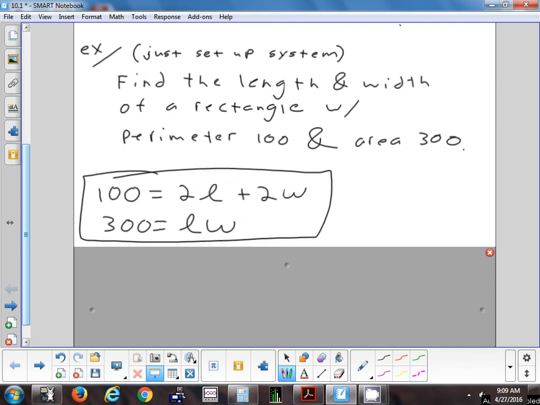So that's going to be our system we come back and solve in a few minutes. Notice two equations, two letters. We have an L and a W. Any question on setting up that system?